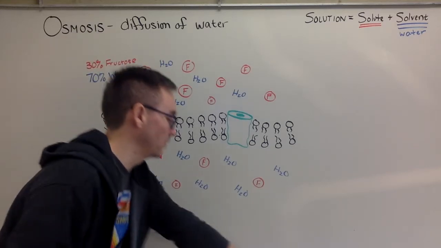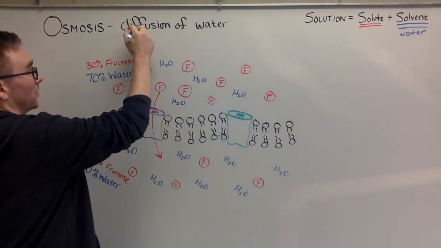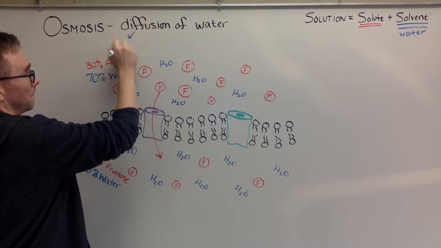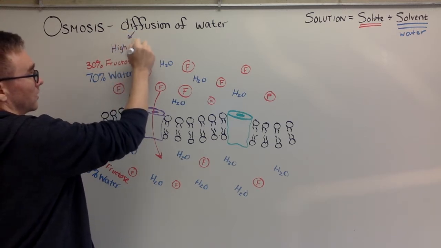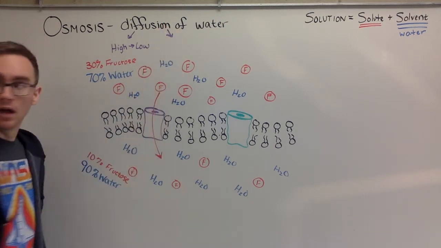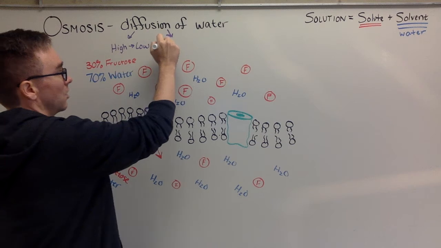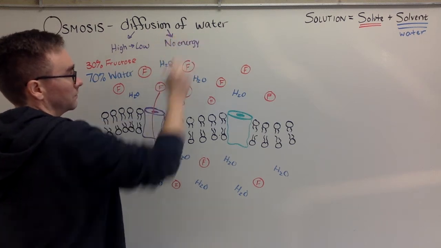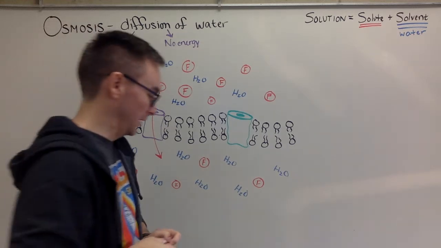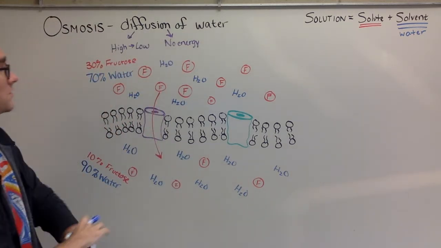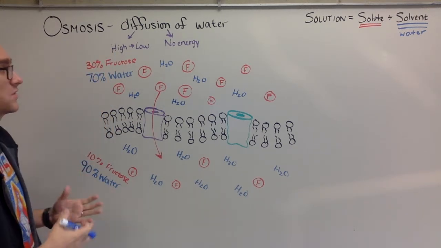Diffusion, we know, means we go from high to low concentration, and no outside energy is needed to do that. We're rolling the ball down the hill. So it means we're still going high to low.